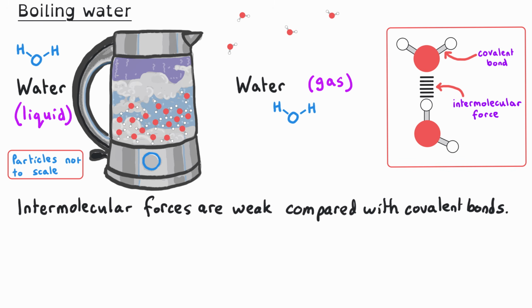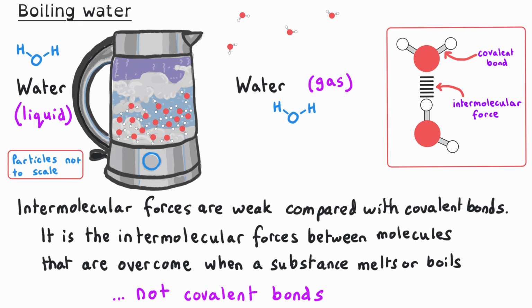Since the intermolecular forces are weak compared with covalent bonds, it is the intermolecular forces between molecules that are overcome when a substance melts or boils, not covalent bonds. All of the covalent bonds in a molecule are still intact once a substance made of molecules has boiled.